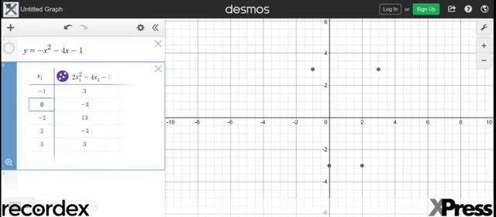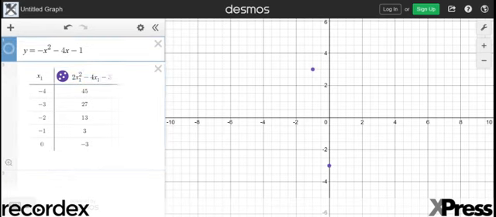Now, if I go backwards, the next number smaller to negative 2 is negative 3, negative 4, and now I go the other way, negative 1, 0. Now, if you went 0, negative 1, negative 2, negative 3, if you went the other direction, it does not matter.